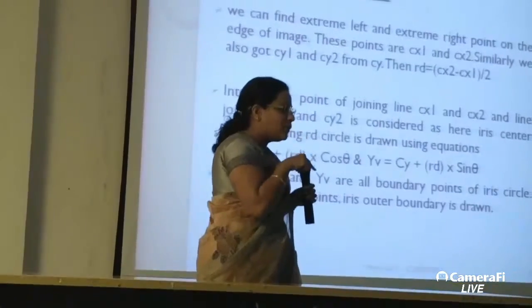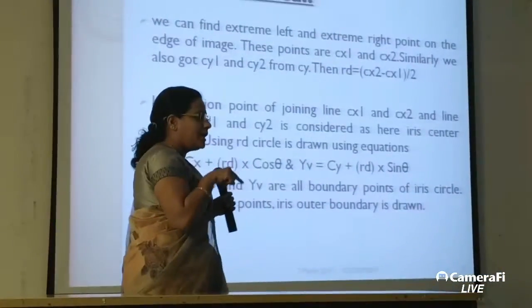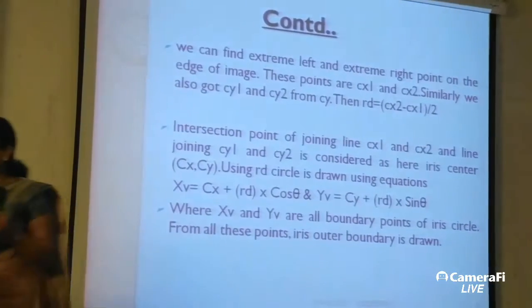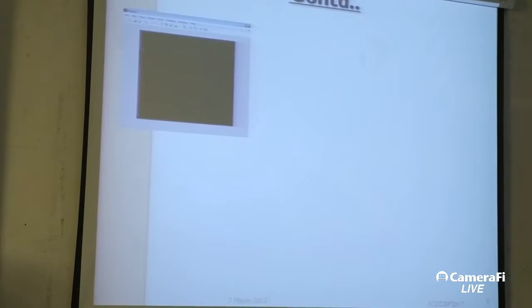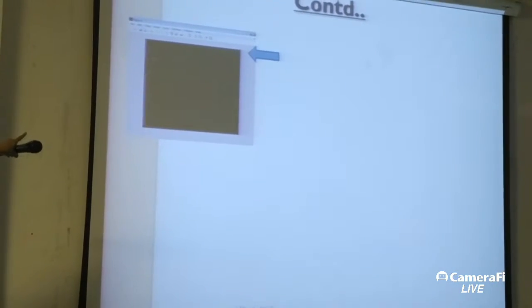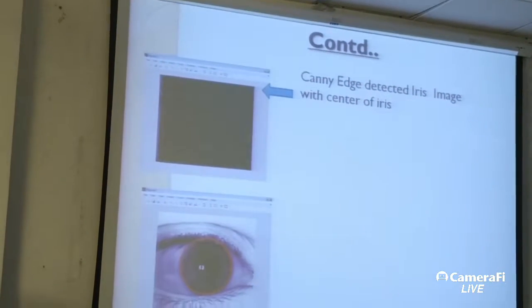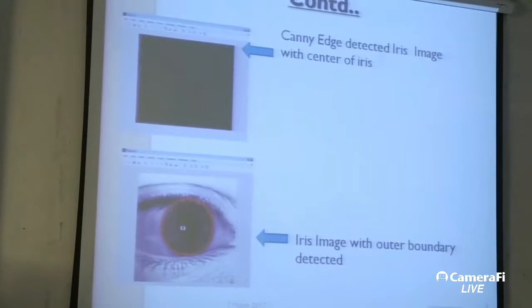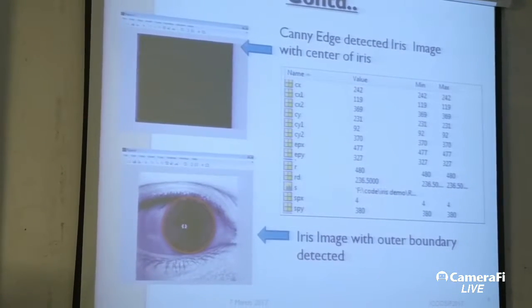And once I got all these boundary points, by using the plot function I plotted the iris outer boundary. So this is the edge image where I have got the center of the iris. Canny edge detected image, iris image with the center of iris, and this is the iris outer boundary. Iris image with the outer boundary detected, and all these are the variables of the statistical method.